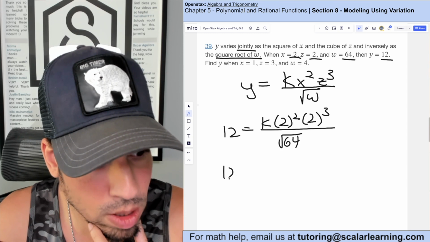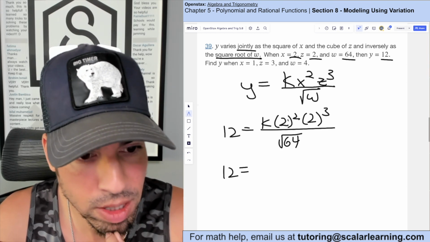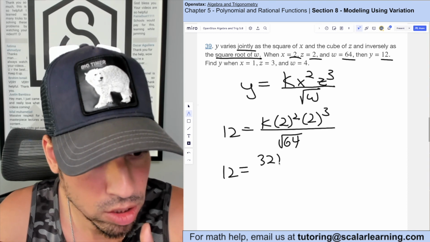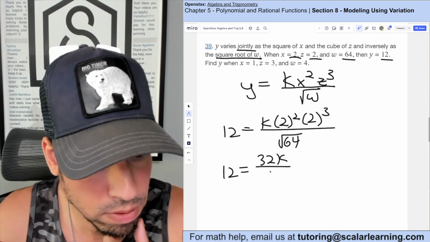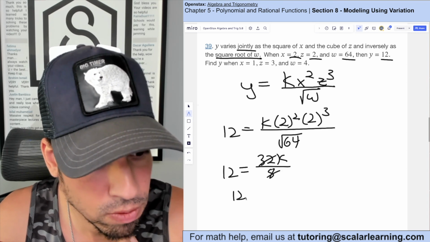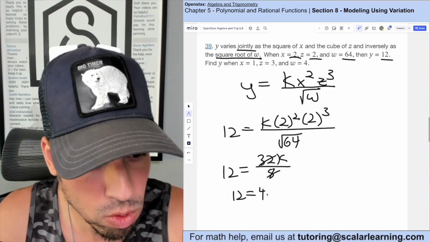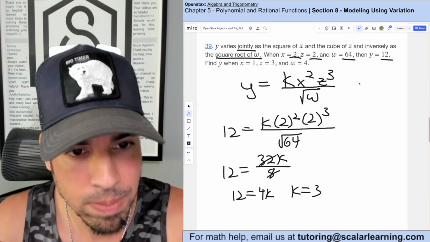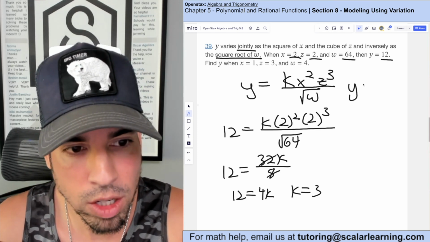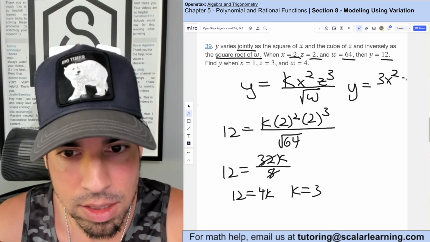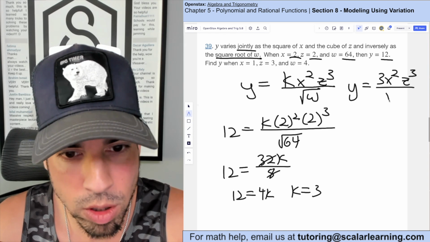So now we're going to evaluate. 12 equals, and then on top we have 4 times 2 cubed is 8. So 4 times 8 is 32k over the square root of 64, which is actually 8. 32 over 8 simplifies to 4, right? 32 divided by 8 is 4. And then last but not least, divide both sides by 4, and k equals 3. So now we can rewrite the main equation as 3x squared, plugging in 3 for k, z cubed over the square root of w.